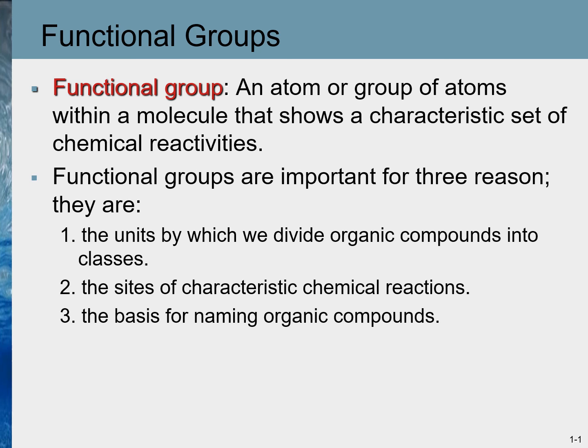Carbon combines with other atoms such as hydrogen, nitrogen, oxygen, and sulfur to form structural units called functional groups. Functional groups are important for three main reasons. First, they are the units by which we divide organic compounds into classes. Second, functional groups act as the sites of characteristic chemical reactions.